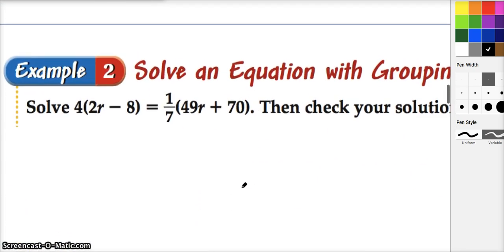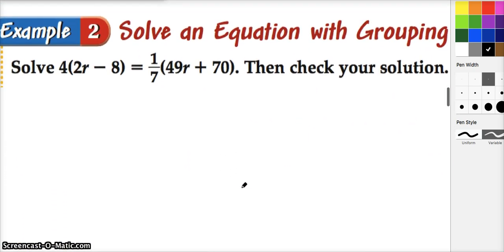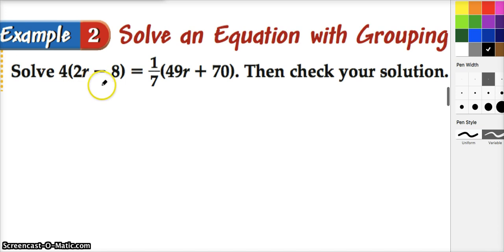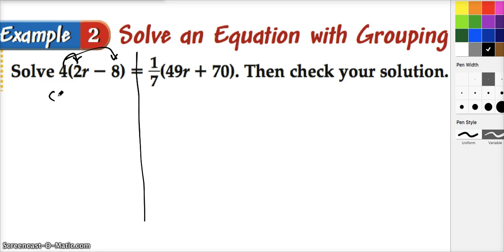Here we are with this next problem. I have it a little bit large, but basically they just want us to solve and check again. Again, the first thing I want to do is make sure I simplify both sides, which means freeing this expression from parentheses. And we do that by the fabulous distributive property. 4 times 2r gives me 8r.